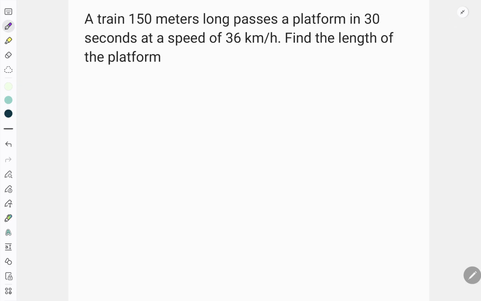So the problem is a train 150 meters long passes a platform in 30 seconds at a speed of 36 km per hour. Find the length of the platform, right? First given data are train length. So train length equal to 150 meters, right? Then in 30 seconds. So time equal to 30 seconds, right? Next speed equal to 36 kilometer per hour.